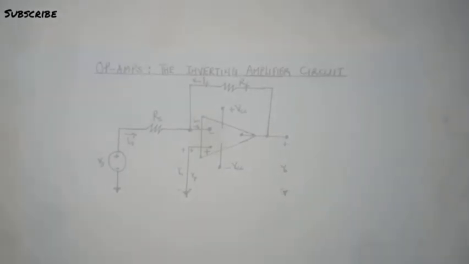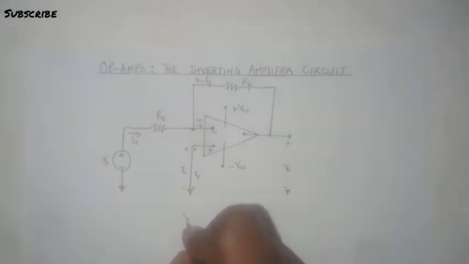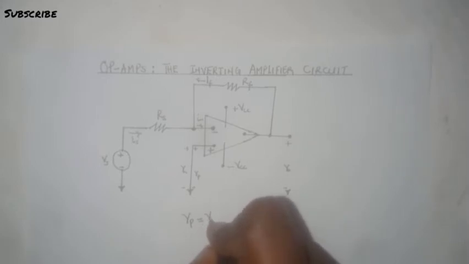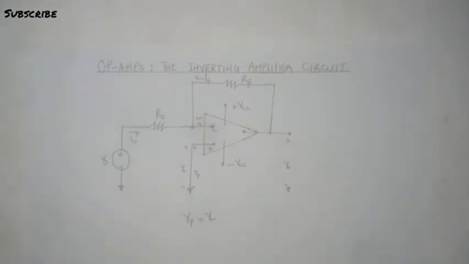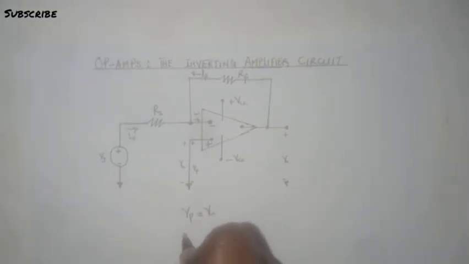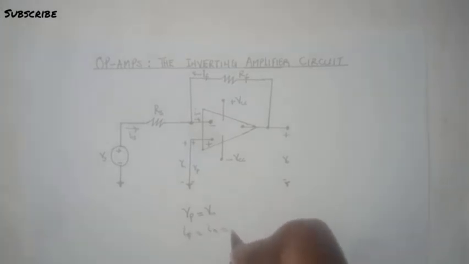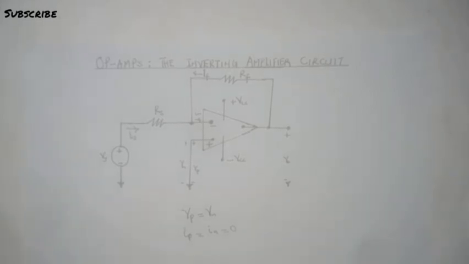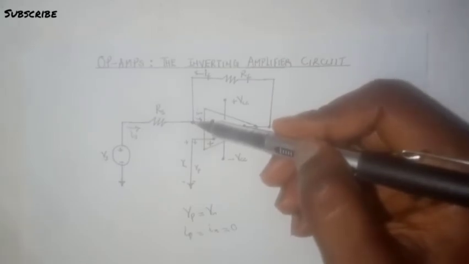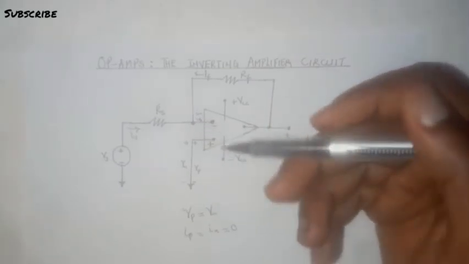And now to see that relationship, let's try to find the value of V naught. Now, before we go ahead and find the value of V naught, let's remember our constraints. Vp equals Vn. That is our first constraint, and our second constraint is that Ip equals In, which is equal to 0. So we can now proceed to write a node equation at this node.